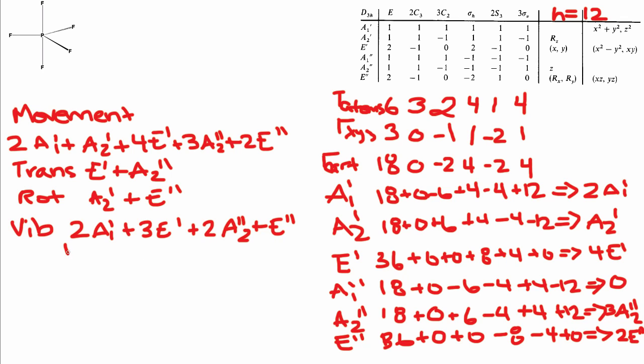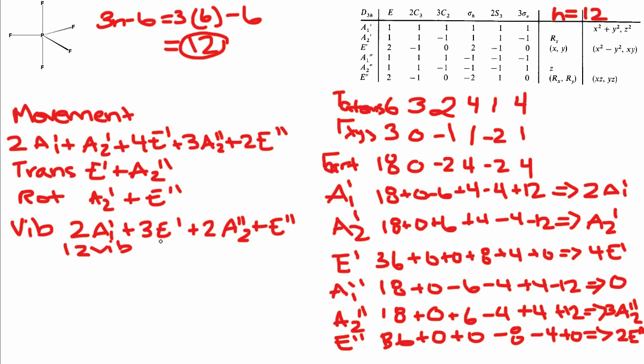And so we have 12 vibrations that we determined right here, and we can do our check again to determine how many vibrations we should expect. In this case, we have 3n minus 6 because it's not a linear molecule. N is going to be equal to 6 because we have 6 atoms in our system. And so we should expect to get 12 vibrations, which we do. We have that many right here, right?